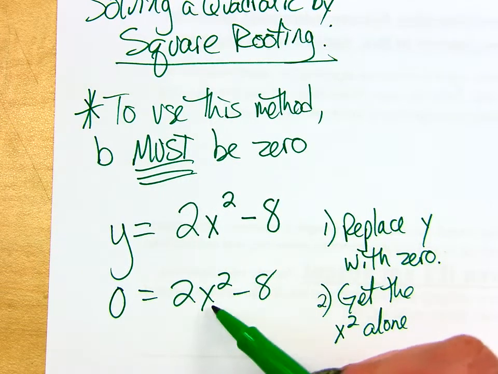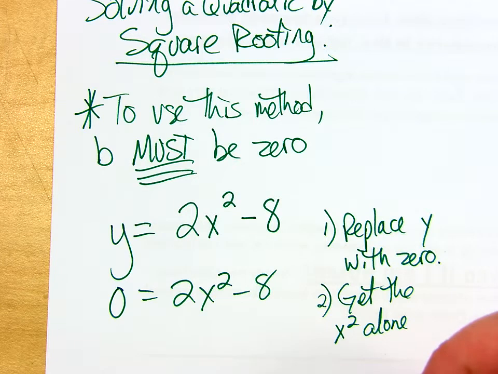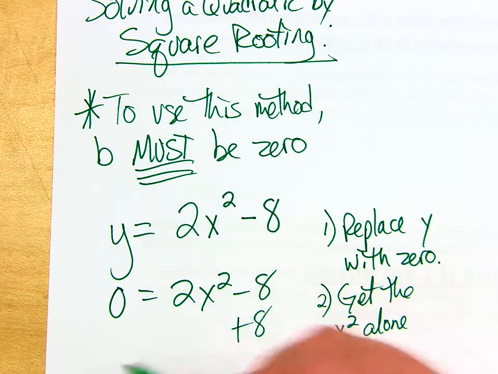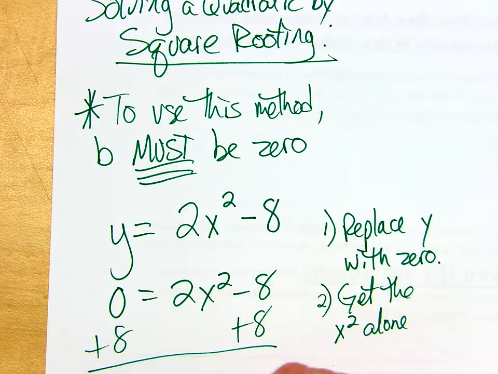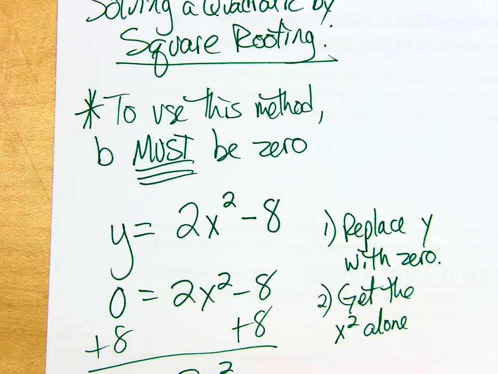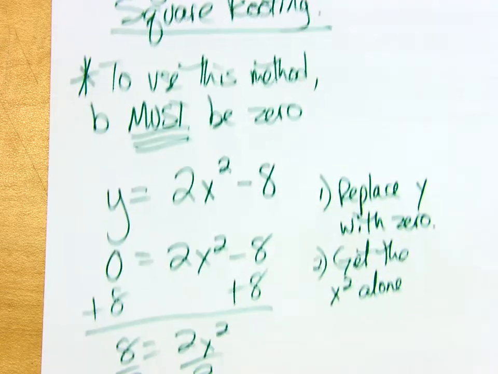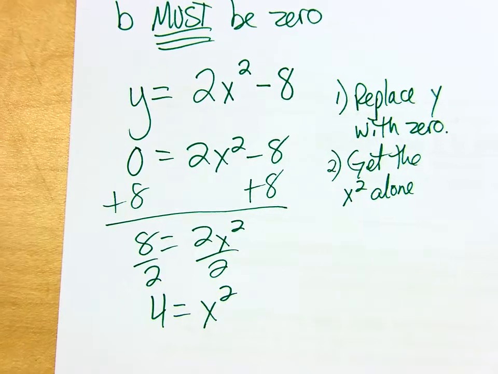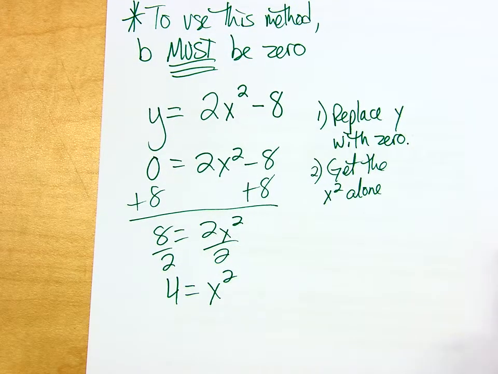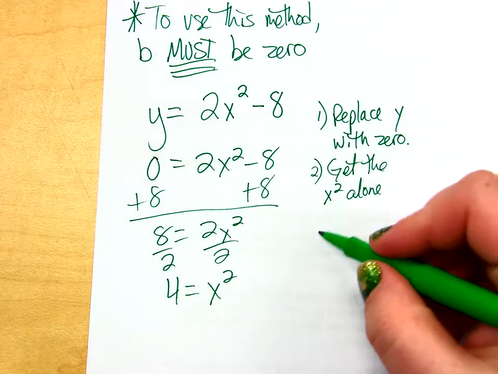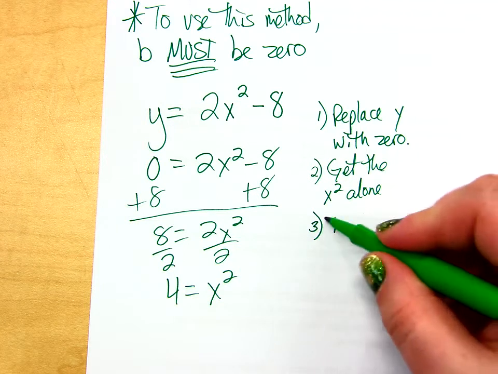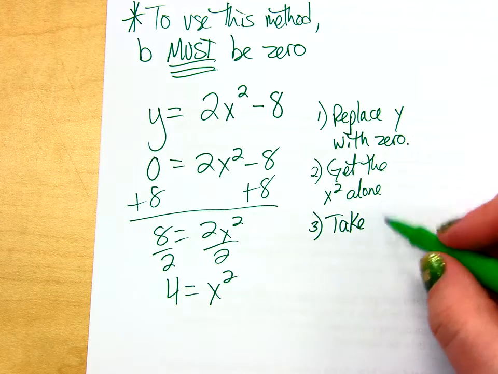So how would I get x squared by itself? You'd add 8, yeah. Add 8 to both sides. And then divide it by 2. You got it. And I get 4 equals x squared. Now, I'm almost there. I want x, though, not x squared. So how would I get that? Take the square root of both sides.